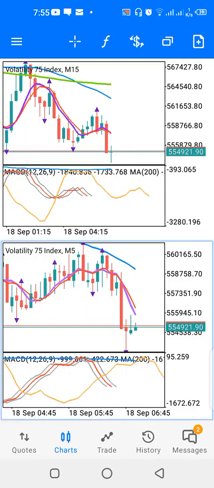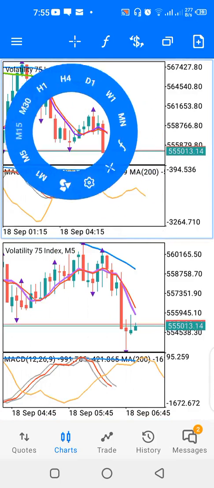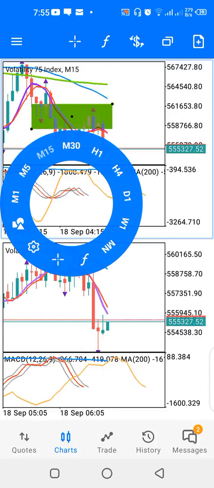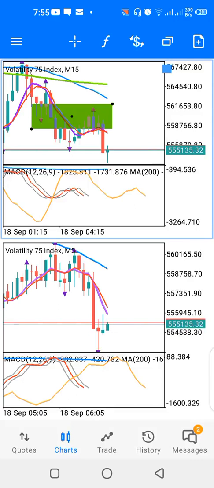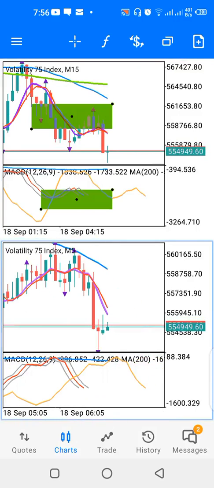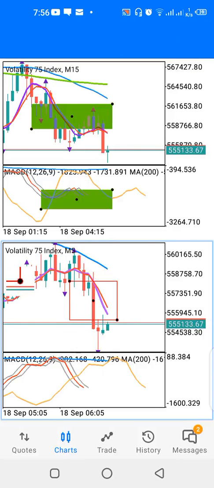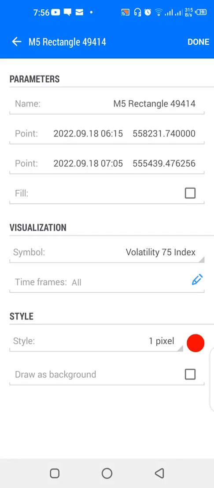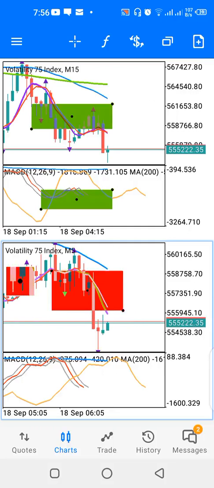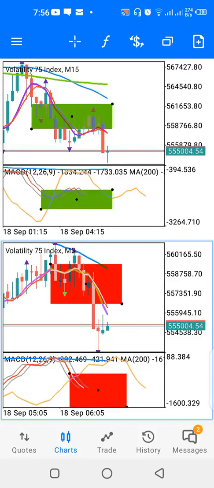On my upper window I have the 15 minutes time frame, and the window itself is divided into two. We have the main chart, and we have the indicator window one chart. Also, on the lower window we have the 5 minutes time frame, and that itself is divided into two. We have the main chart, and this is my indicator window one. So how does this strategy work?